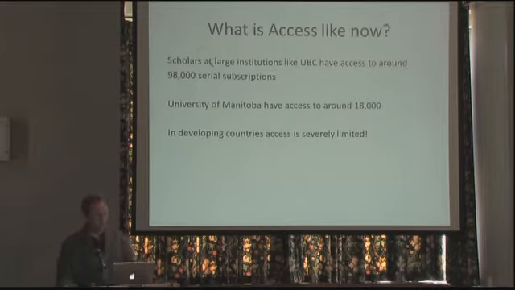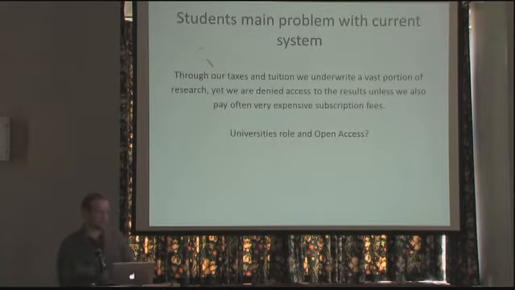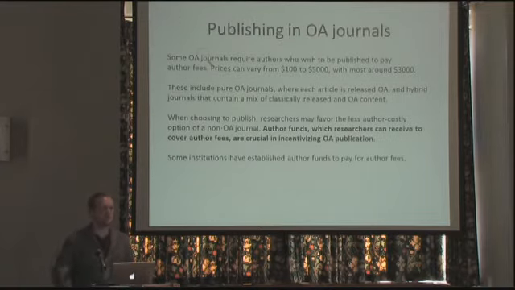So right now, what is access like? UBC, as a large institution, has relatively decent access. Smaller institutions, like my example here, Manitoba, have only about 18,000 serial subscriptions. So it is a huge problem when you look across the developing world. And the main issue, I think Goldis alluded to this earlier, is that we as students pay taxes, well, we get rebates, I guess. But we end up paying taxes and fees that go into research. We do the research, and then we can't share it with our peers. Peers can't access it from across the globe because they're not subscribers to that article.